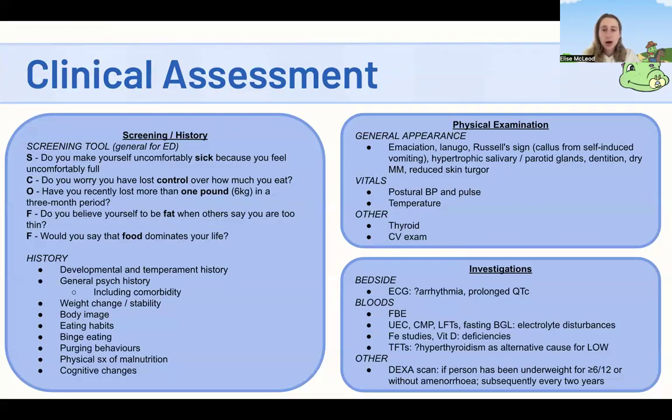You might consider a thyroid exam because hypothyroidism, I guess, can be a mimic, and then doing a cardiovascular exam too. Investigations looking for arrhythmia or prolonged QT interval, which can happen with electrolyte derangement, standard baseline bloods, and a DEXA scan if the young person's been underweight or hasn't had a period for more than 6 months, and just every 2 years as well for follow-up.